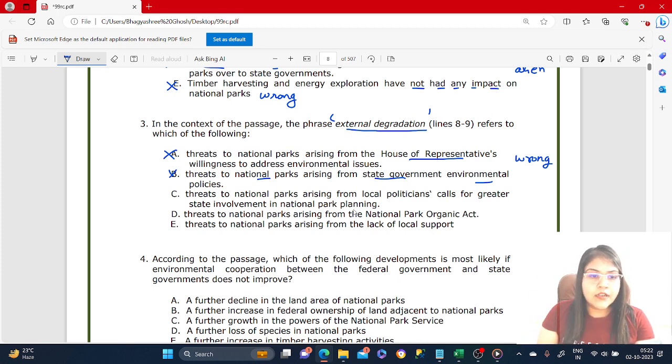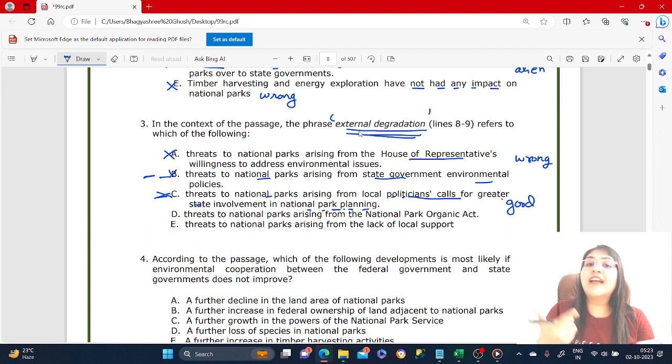Okay, so threat to national park arising from, but wait, the threat is arising from local politicians' call. Are local politicians calling for greater state involvement? Well, no. This is done by the local politician, but this is a good thing. We have to say something regarding external degradation. Well, between B and C, B is still a correct option, but C is wrong, because we have to say something.